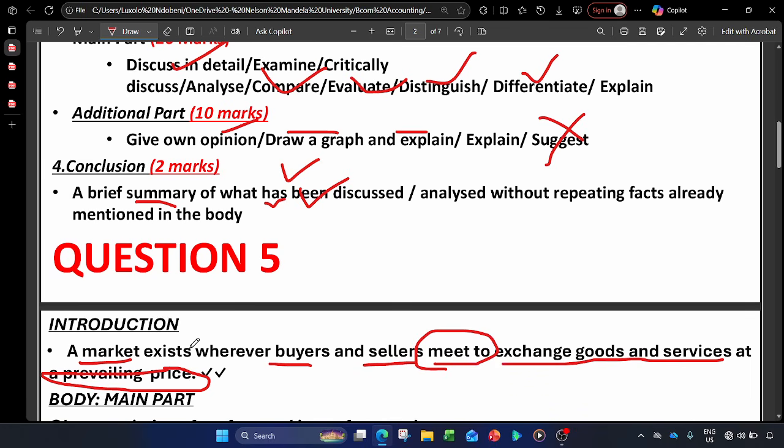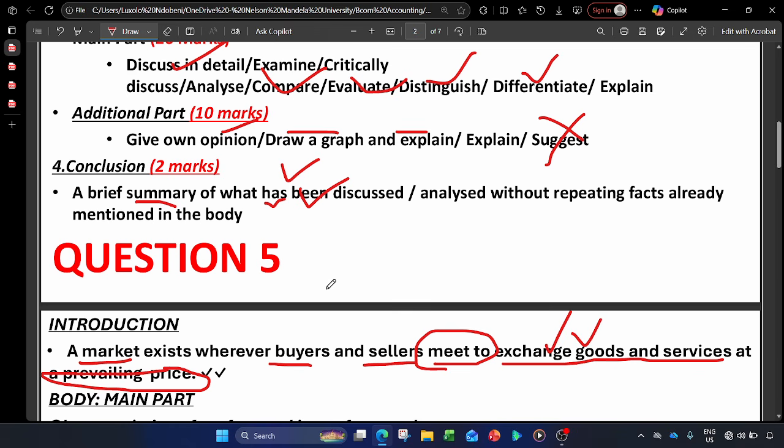So a market is the place where there are buyers and sellers that meet together to exchange goods and services at the prevailing price, or there must be a price involved. There must not be a free exchange of goods and services, right? So that is just a definition of the market, and you will get your 2 marks for that. This is your introduction. You got your 2 marks, right?